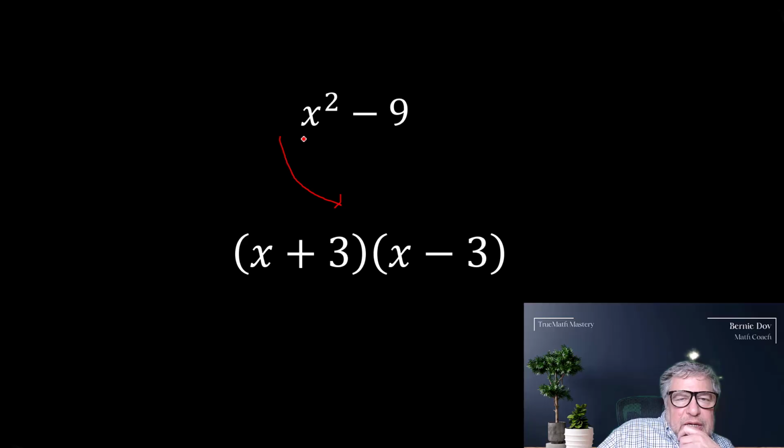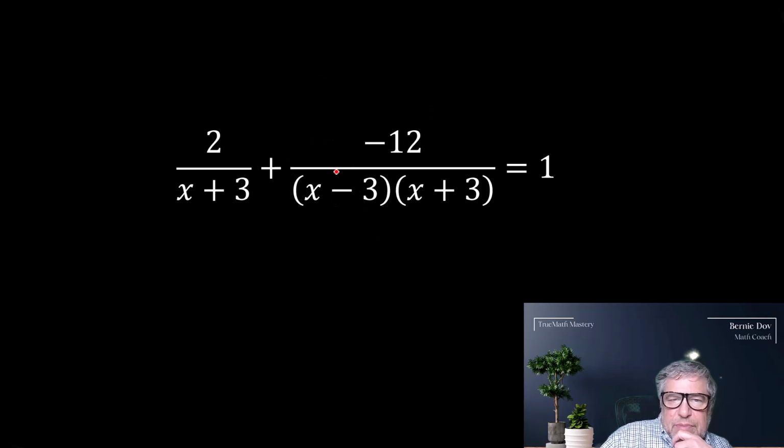But either way, if I'm talking to you in this problem, you would know how to turn x squared minus 9 into x plus 3 times x minus 3. Now that we did that, we can rewrite the original expression with its factored form. It's now 2 over x plus 3 plus, instead of x squared minus 9, we turn that into x minus 3 times x plus 3.